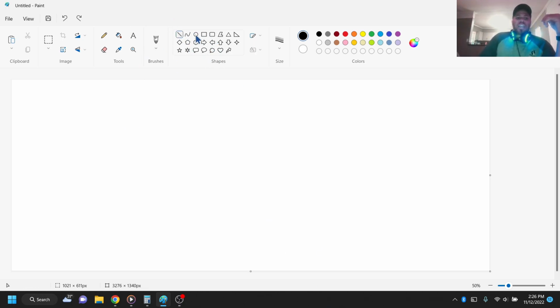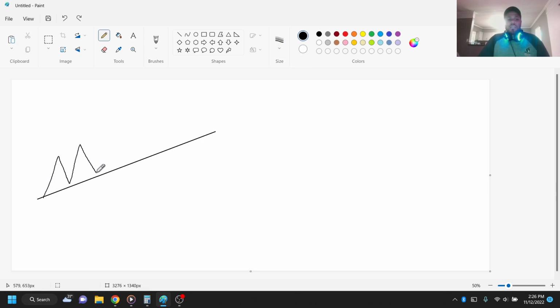So if you were to look at a chart, let's draw a trend line here. You were to look at a chart and you were to see a trend line like this. Make this a little bigger here. You were to see a trend going up and it's coming back to the trend line, but it's hitting higher highs each time. And then boom, it goes to the trend line. Okay. This would be a trend line break.